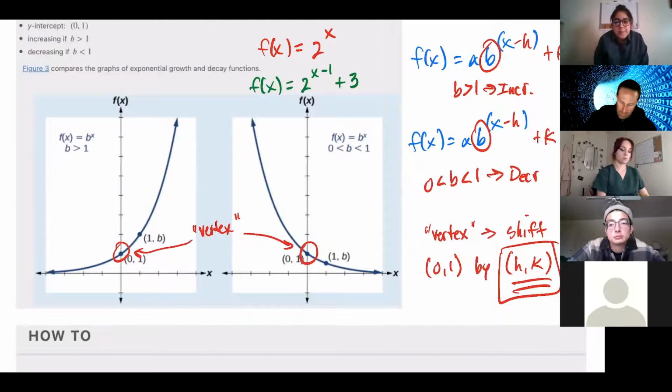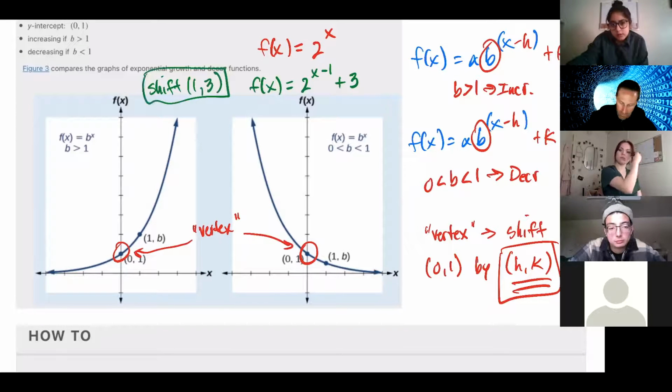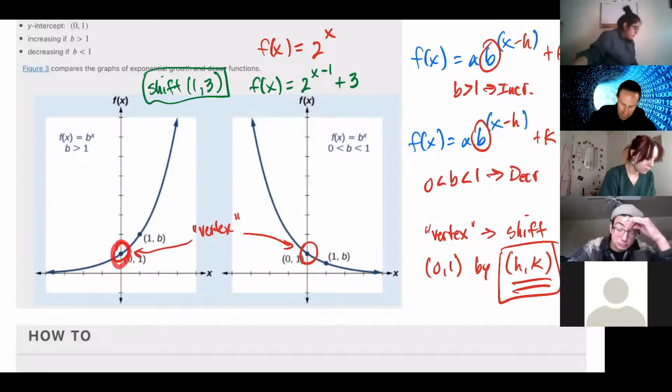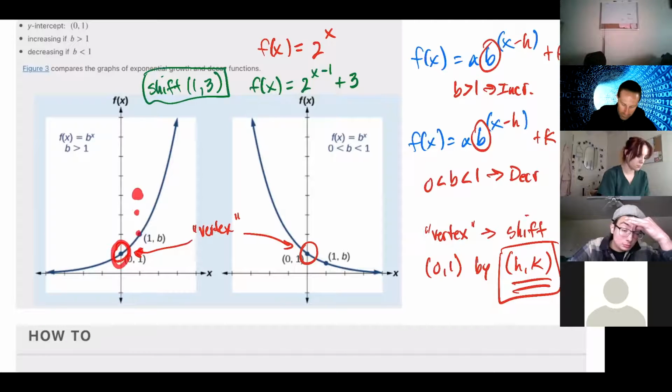So my new vertex would shift. Now remember, it's not from 0, 0 like all the other ones were. It's from 0, 1. We would shift 1, comma, 3. So I would take, whether it's a decreasing function or an increasing function, which for this one would be increasing, I would take this and shift it right 1 and up 3, and then I would draw this exact same thing.